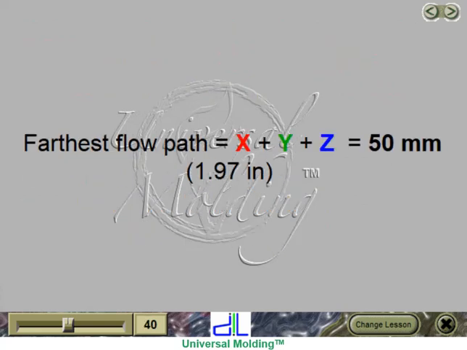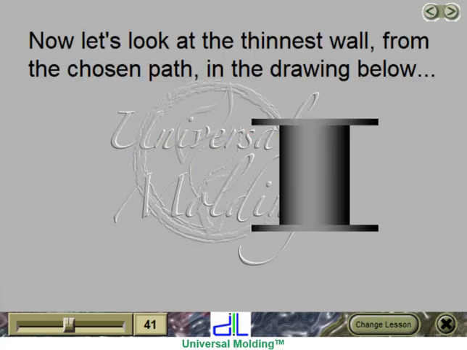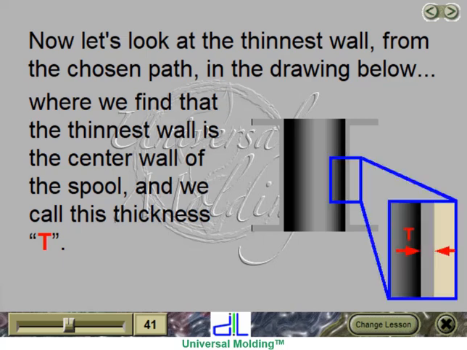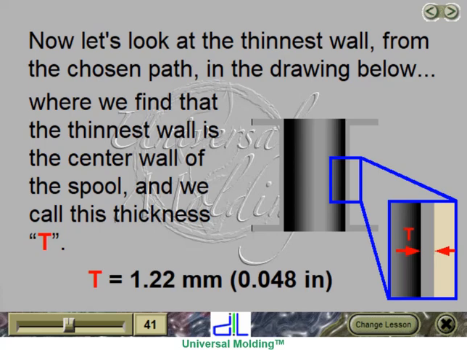So the farthest flow path is equal to x plus y plus z, or in this case, 50 millimeters or 1.97 inches. Now let's look at the thinnest wall from the chosen path in the drawing below, where we find that the thinnest wall is the center wall of the spool, and we call this thickness T. In this case, T is equal to 1.22 millimeters, or 48/1000ths of an inch.